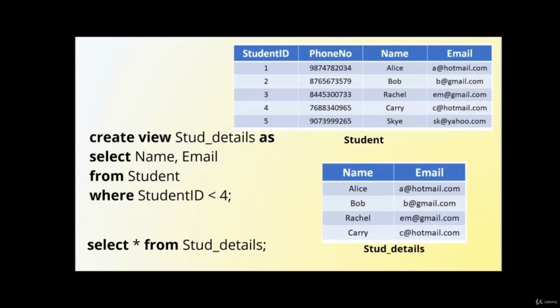So a table named student_details is created, which has only two columns, name and email, and only the name and email of those students who have student ID less than 4 is displayed.